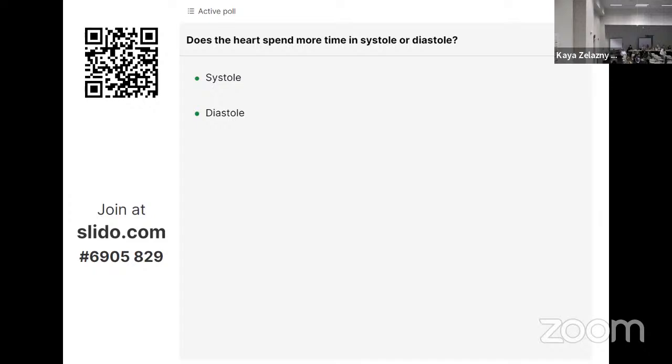So what states does our heart spend more time in? Systole, hopefully you remember, is the contraction part. Diastole is the relaxation part.